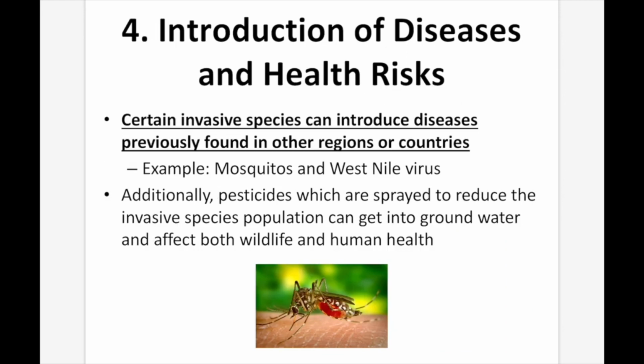Number 4, the introduction of disease and the health risks. Certain invasive species can introduce diseases previously found in other regions or countries. So for example, mosquitoes bringing in the West Nile virus. Additionally, pesticides, which are sprayed to reduce the native species population, can get into groundwater and affect both wildlife and human health. So not only can the invasive species affect our health, but the stuff that we use to try to kill the invasive species can also affect our health.